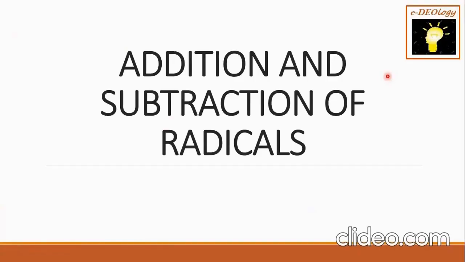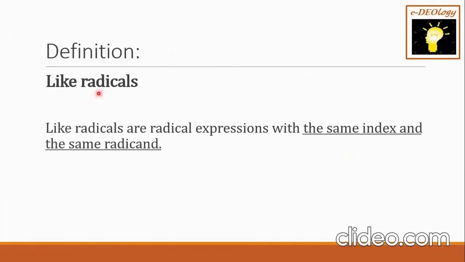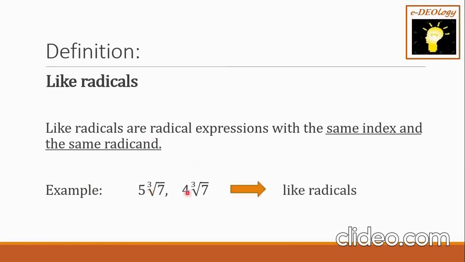Today, we're going to study addition and subtraction of radicals. First, let us define like radicals. Like radicals are radical expressions with the same index and the same radicand. Example, 5 cube root of 7 and 4 cube root of 7. We see here, the radicands are both 7 and the indices are both 3. So these two radicals here are like radicals. Take note, we don't care about the numerical coefficients.